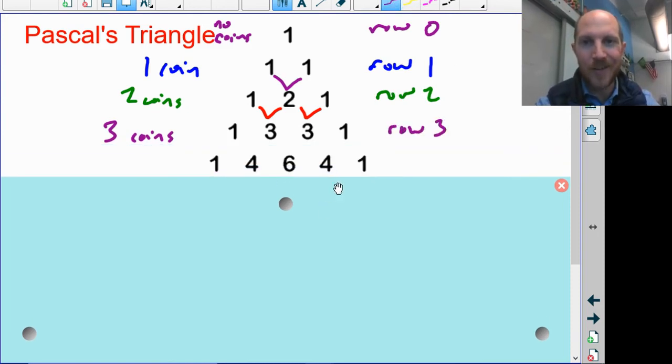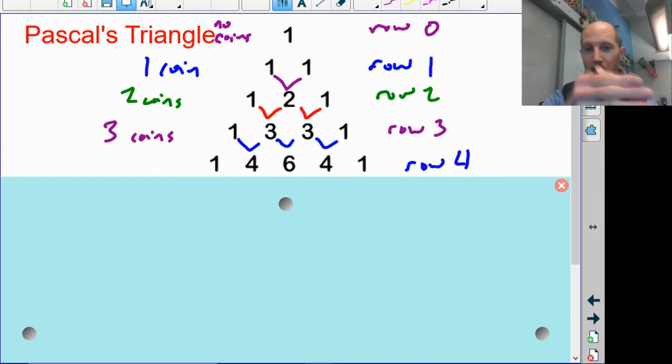And then that pattern would continue. A 1 at the beginning, the 1 and the 3 in the previous row. 1 plus 3 is 4. 3 plus 3 is 6. 3 plus 1 is 4. And then you get a 1 at the other end, and that would be row 4.